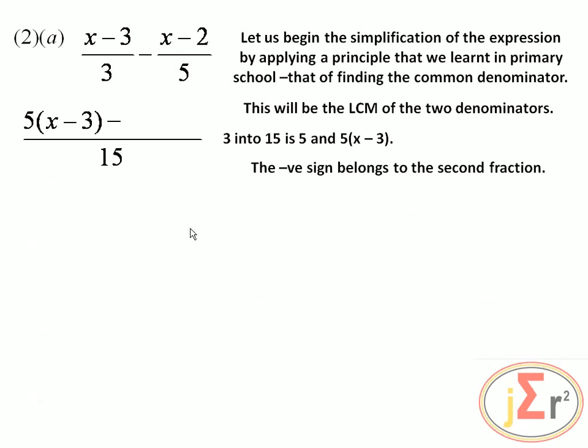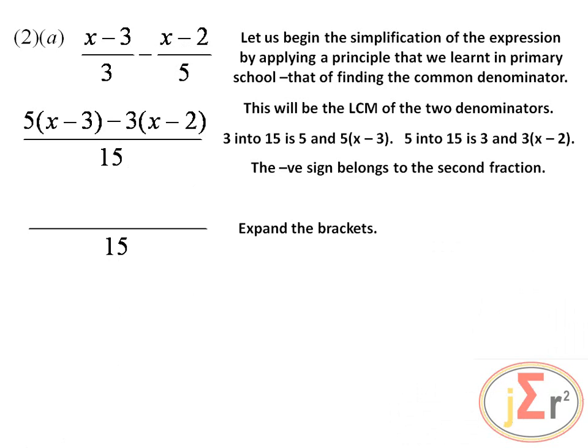Some students will do things like this and get the incorrect thing. 5 into 15 is 3. And they have a negative sign right there. They say 3 times x is 3x. And they say 3 times negative 2 is negative 6. But to have a negative 6 there is incorrect, as we shall see in a short while. So we say 5 into 15 is 3, and we take the 3 to multiply the x minus 2. Good.